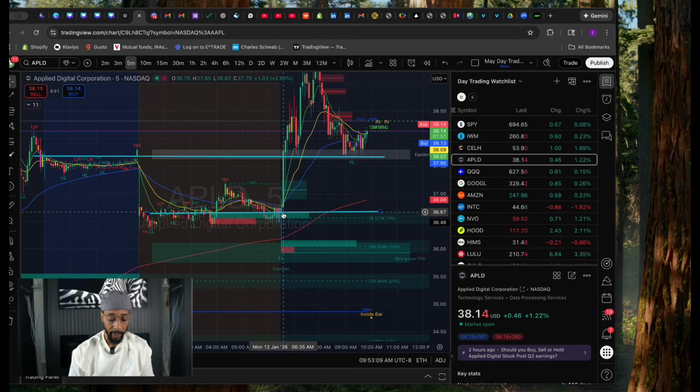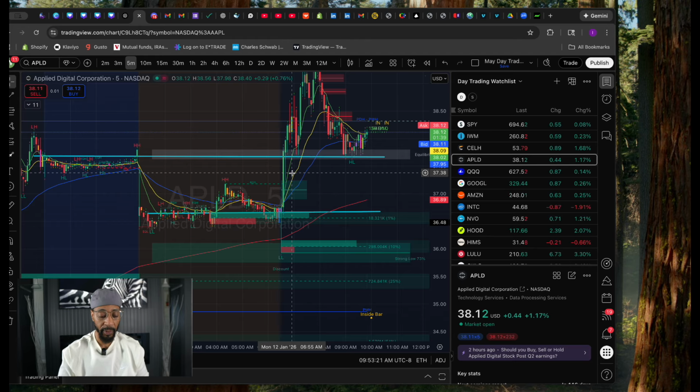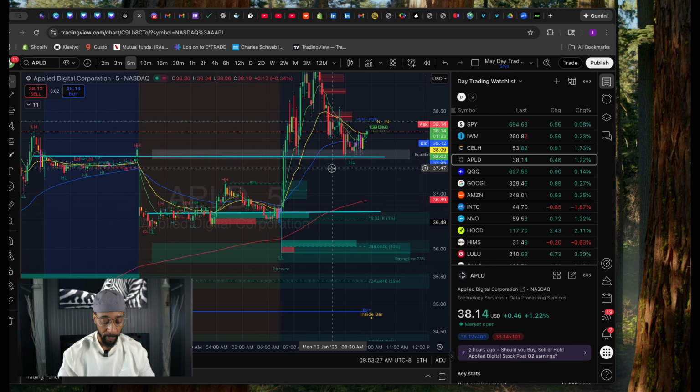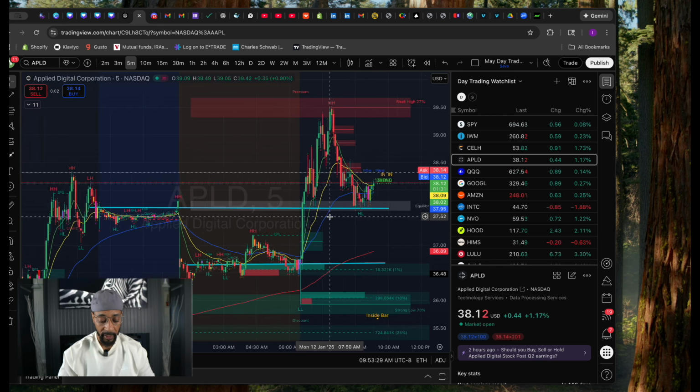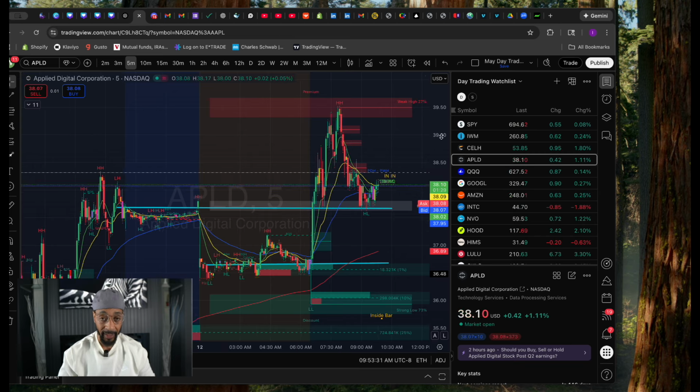And then what happened? It came down, pushed up a little bit, and I took entry, and then we was able to ride it up. I ended up getting out around right here. Like I said, I got 14-15%. Then it came back down and it pushed back up, and then it went crazier. But I was able to predict this because I have pattern recognition.